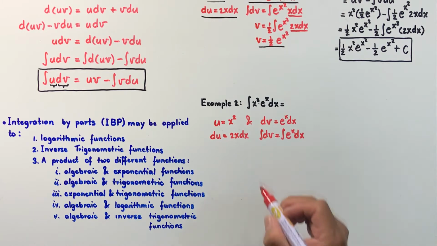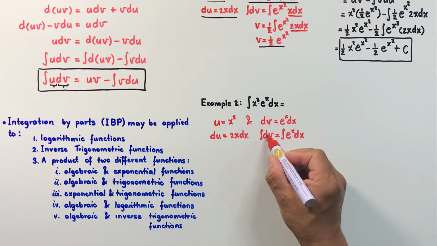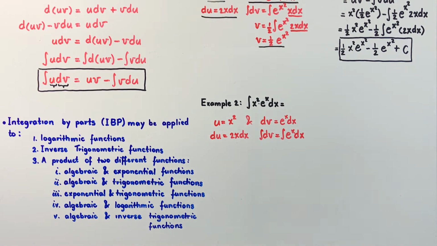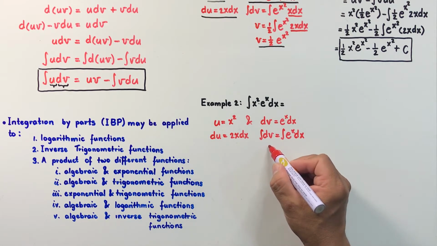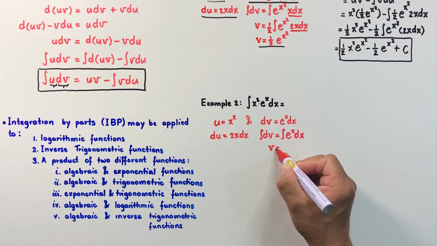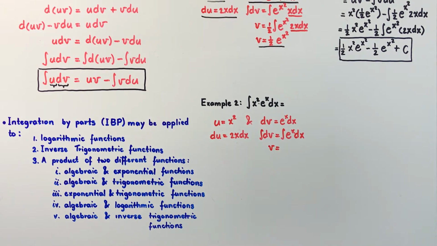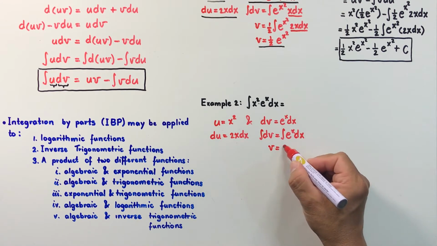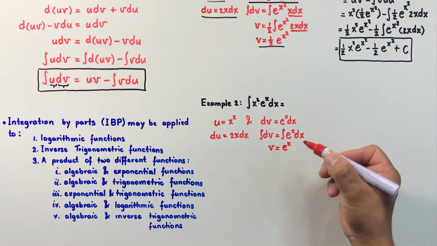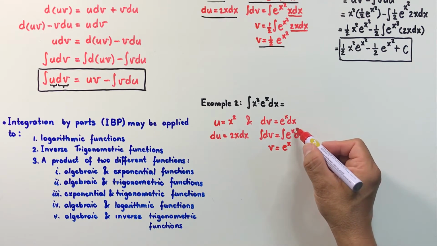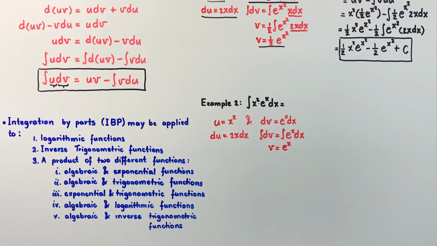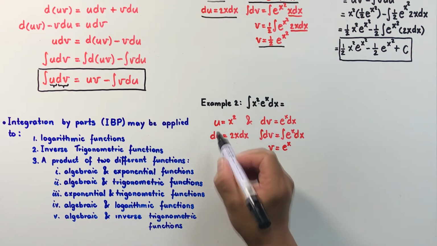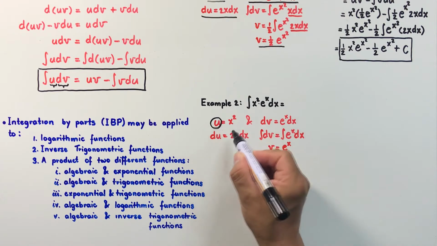And we know that integration and differentiation are inverse operations. So this will cancel each other. So what remains is just the v. And the v is just e to the power x, because the derivative of x is just 1 dx for its differential.